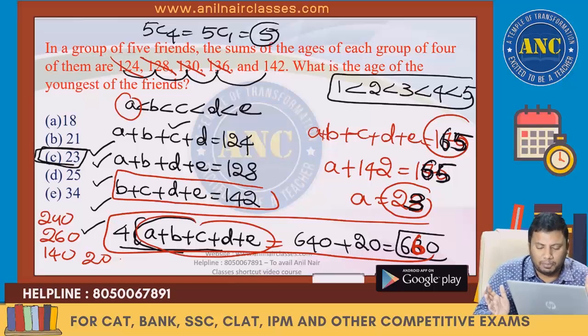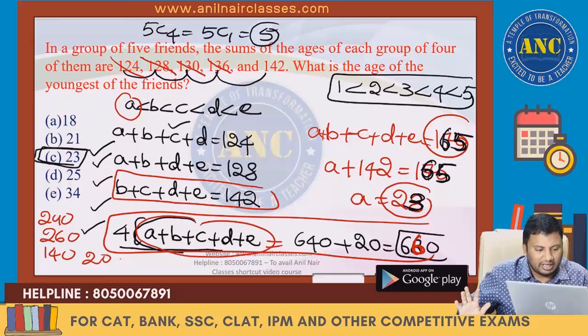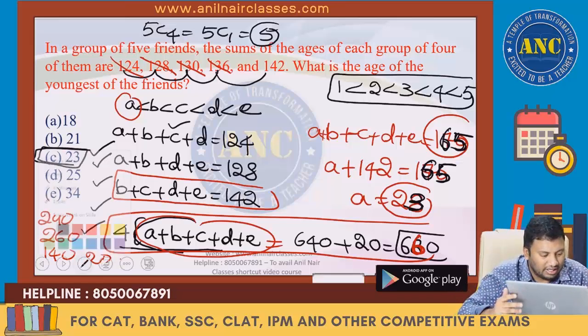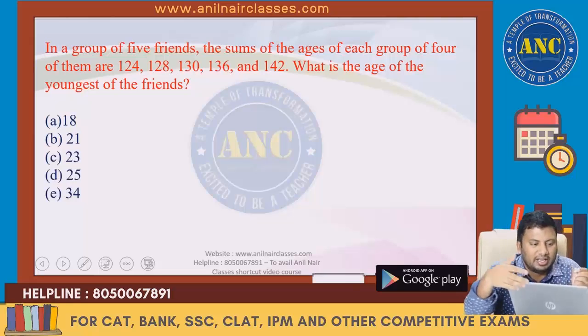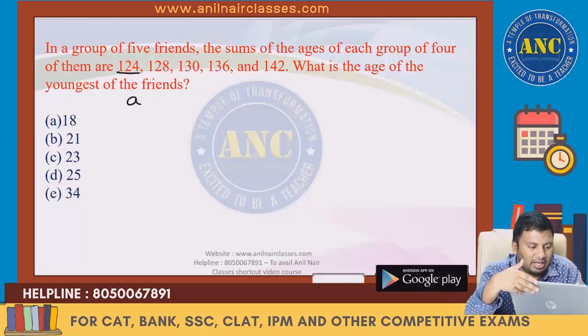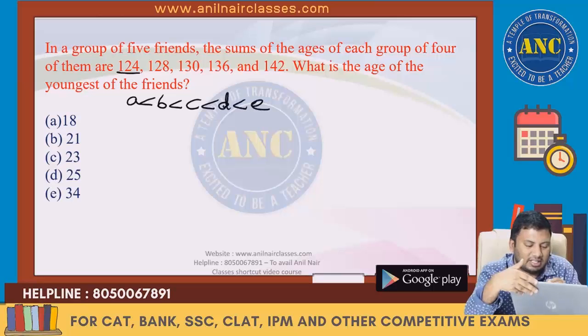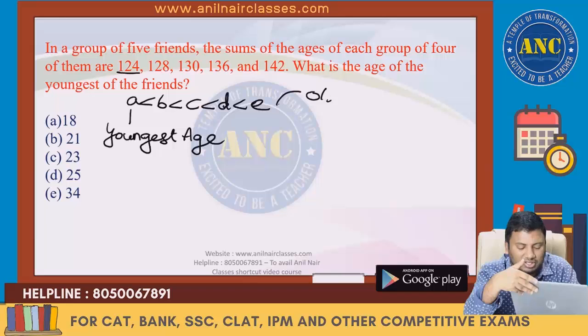I hope the approach is clear. Now again I am explaining, listen carefully. In case if you are not understanding, let me do it. There is A less than B less than C less than D less than E. A is the youngest age. E is the oldest age.